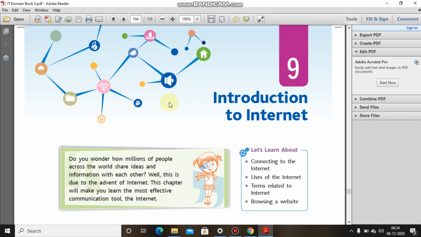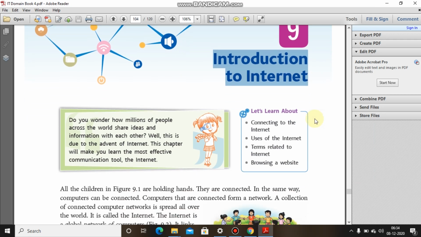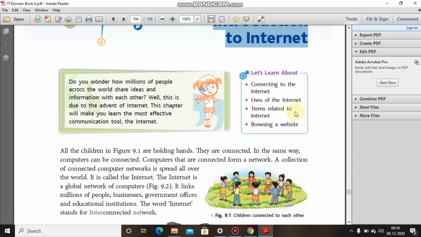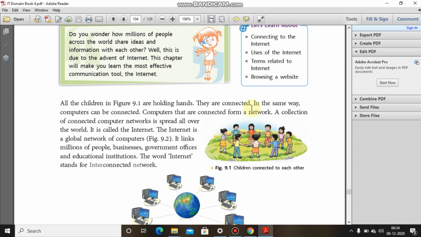Today, we are going to start with chapter number 9. The name of the chapter is Introduction to Internet. In this chapter, we would be learning about what is Internet, what are its uses, the different terms related to internet, and how you can browse for a website or how you can find the things on internet.